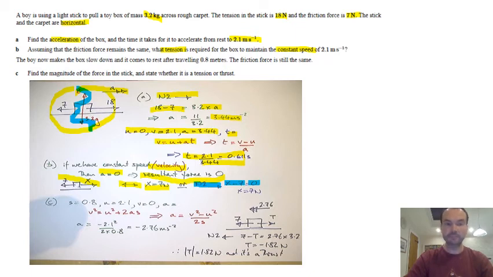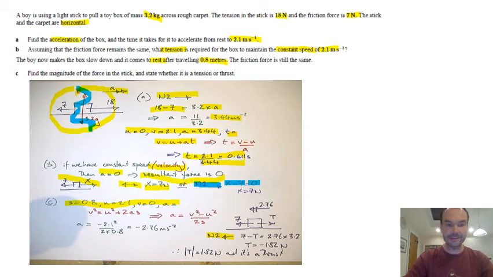Part C. Right, let's now read that one. The boy now makes the box slow down and it comes to rest after travelling 0.8. So now, from that constant speed. What we're going to do is find the force and say whether it's tension or thrust. Notice that we've been given some SUVAT quantities and we're asked for a force. So it's going to be SUVAT, then Newton's second law.